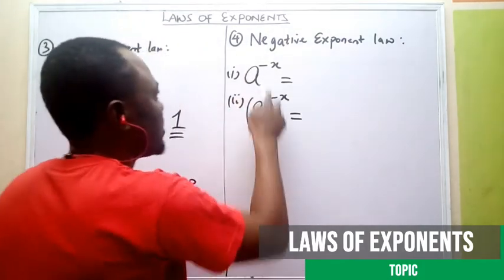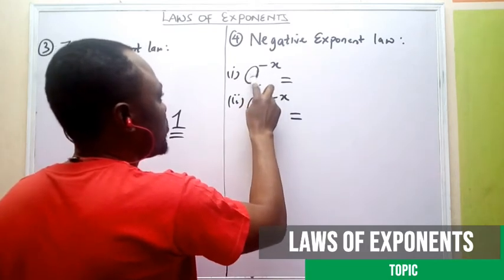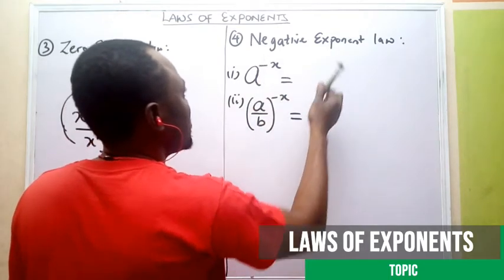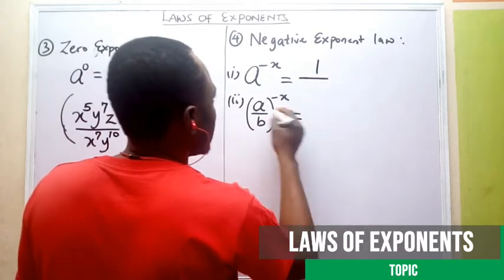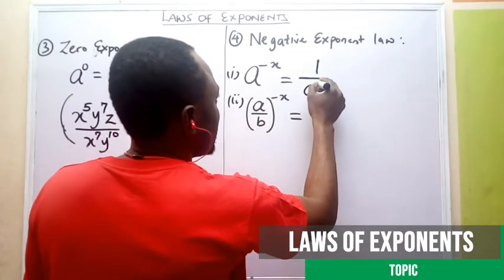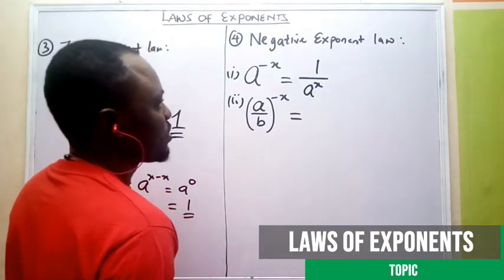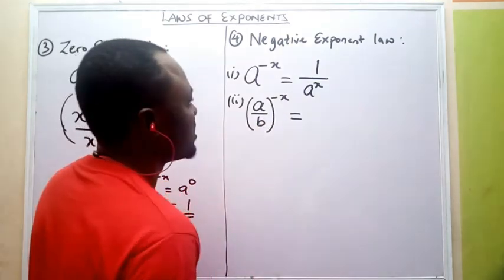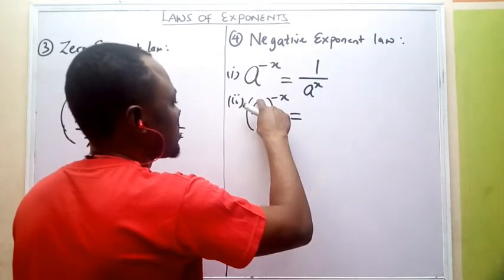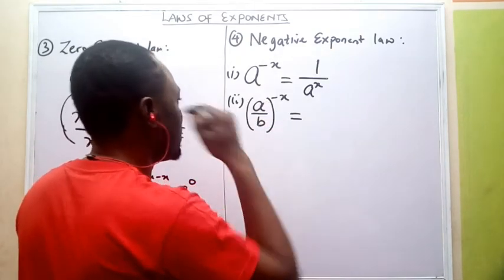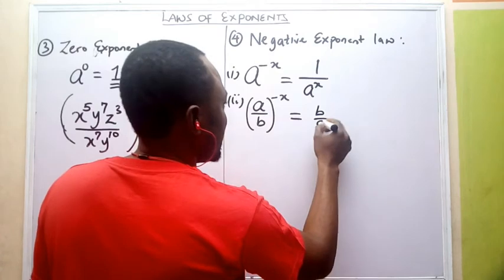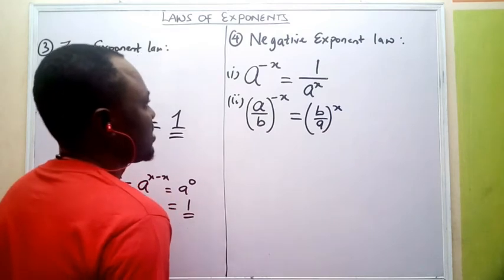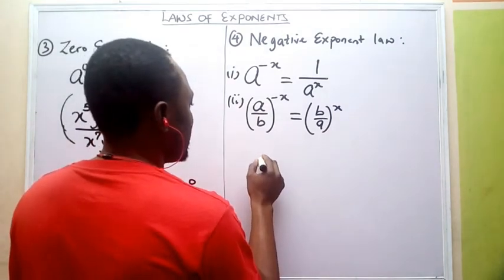Now when you have a base which is in the whole number form, your result will be, the negative sign represents 1 over, then you reproduce a to exponential x. So this would be our result for that. Now for the one with a fractional base, in order to get rid of this negative, you find the inverse of this. So the inverse of a over b is b over a, so b over a to x. So that's the result.